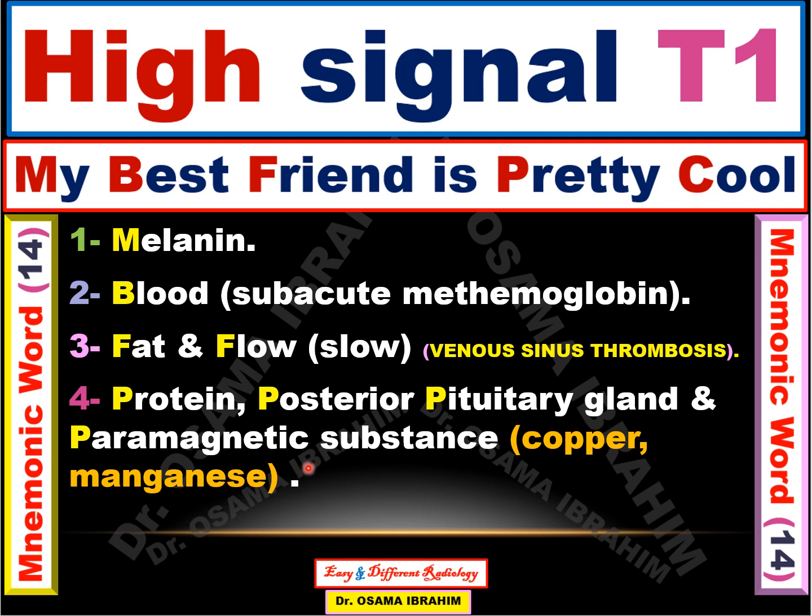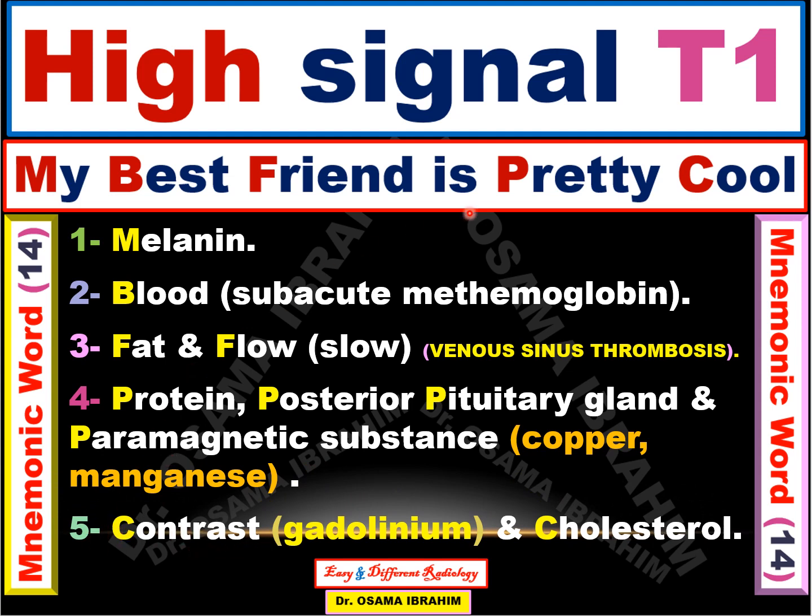Manganese toxicity also results in high signal lesions in the brain, and this can be considered one of the differential diagnoses of high signal in T1, depending on the patient history. And the last differential diagnosis is C, from cool: contrast like gadolinium or any other MRI contrast appearing high signal but following the location of the vessel, and cholesterol, like cholesterol granuloma in the apex of the petrous bone, for example, also appearing high signal in T1. So the differential diagnosis of high signal T1 lesions, My best friend is pretty cool, is remembered by melanin, blood, fat and flow, protein, posterior pituitary gland, paramagnetic substance, and the last one, C, from contrast or cholesterol.